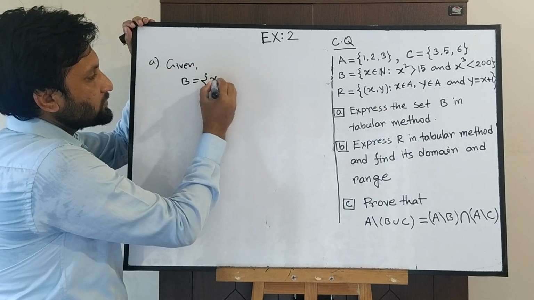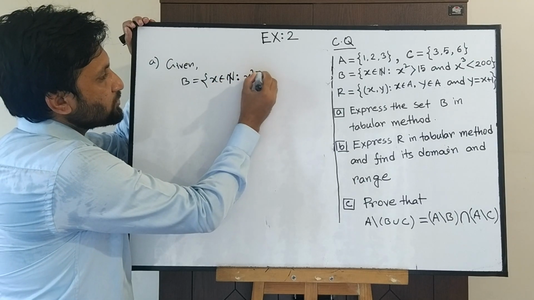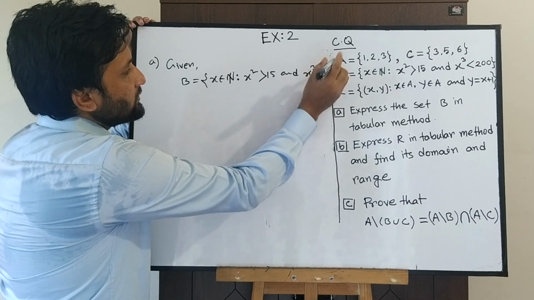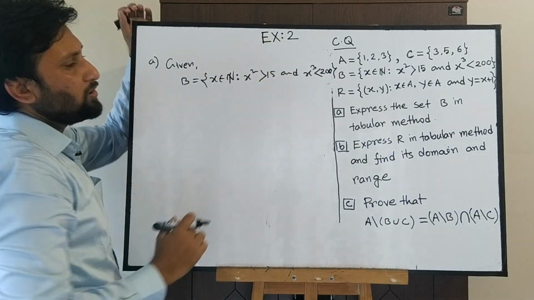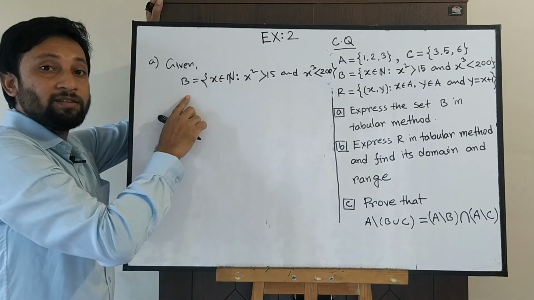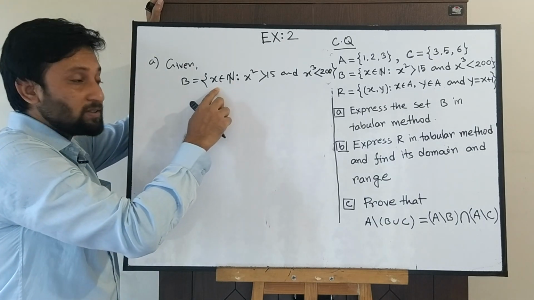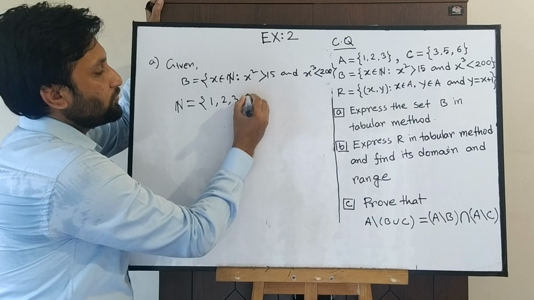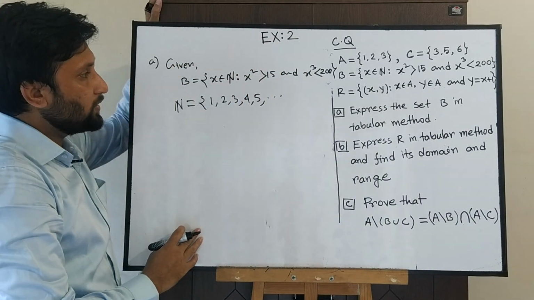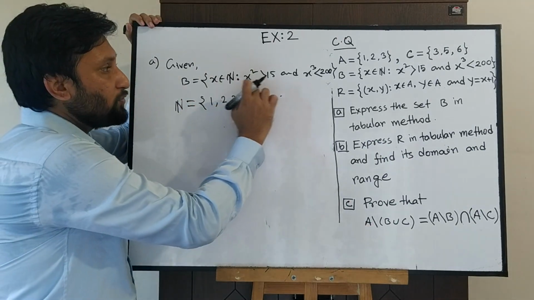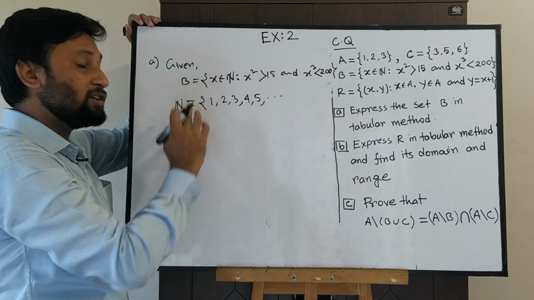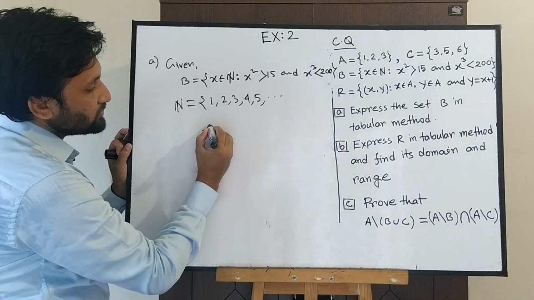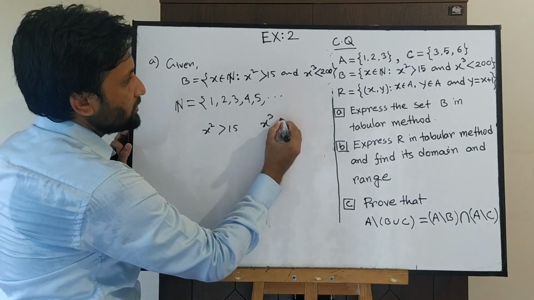B is the set of x, where x is an element of natural numbers such that x square is greater than 15 and x cube is less than 200. So, by using this condition, we have to find the elements of B. We know the natural number set is all positive integers: 1, 2, 3, 4, 5, and so on. Those natural numbers which satisfy these two conditions are elements of B.